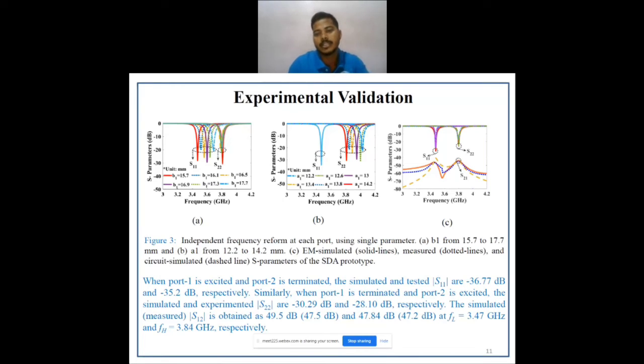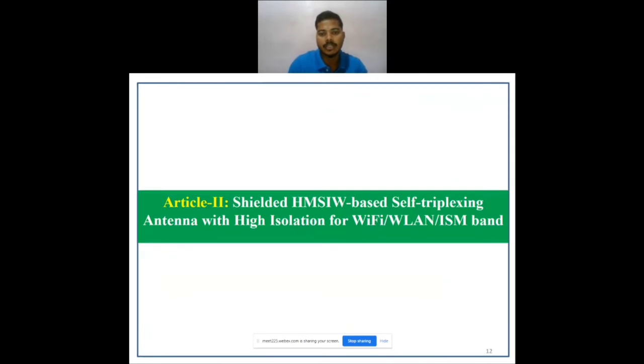Then figure C is the simulated, measured and equivalent circuit model. You can see the first frequency is 3.47 and the second frequency is 3.84. Here we are achieving 47 dB isolation, that's S21. As of now in the literature, 47 dB isolation is the highest isolation for a diplexing antenna. In the gain I am also getting around 5 dB over the entire band. So this is the second work.